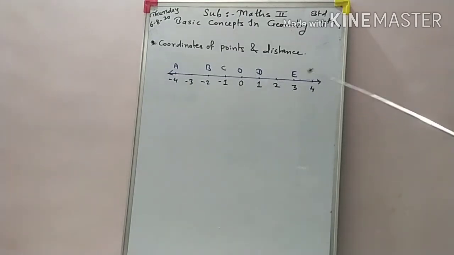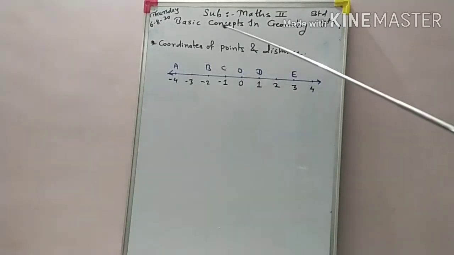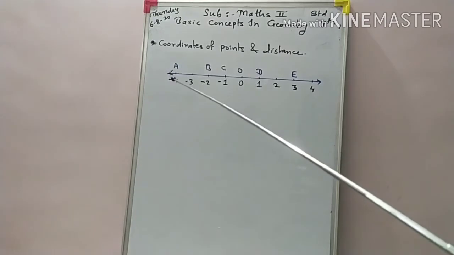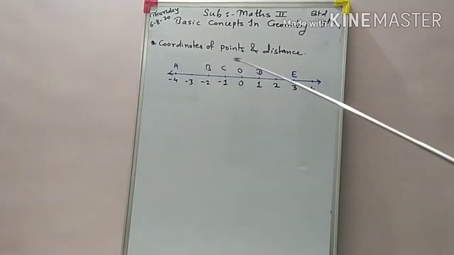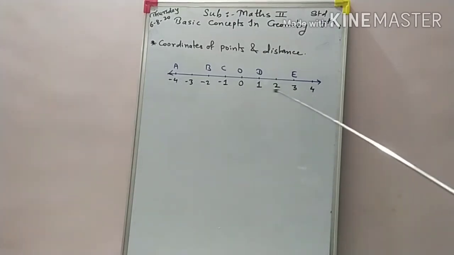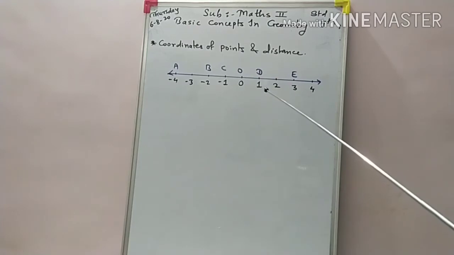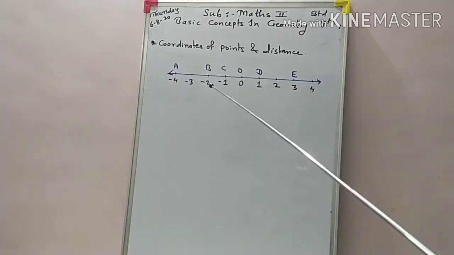D and E. So according to the concepts in geometry, A, B, C, O, D or E are what? Known as points. We name them as points, and these numbers, these integers, are known as what? Coordinates of those points. What does it mean? For point D, its coordinate is what? 1. For point B, the coordinate is what?